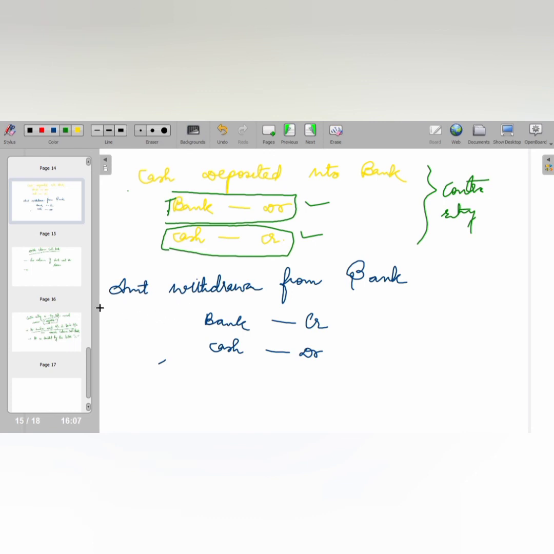Fine. Now the next is amount withdrawn from the bank. See, amount we are withdrawing from the bank. So what is happening? The bank balance is decreasing. So it will be recorded on the credit side. And as the cash balance is increasing, it will be recorded on the debit side. Right?